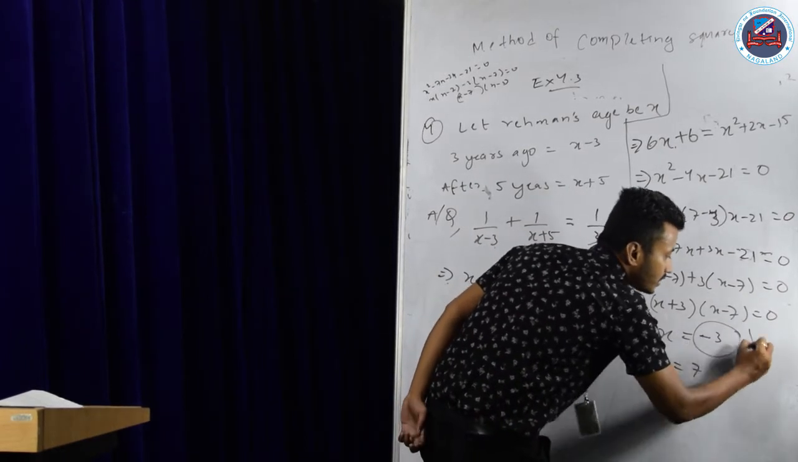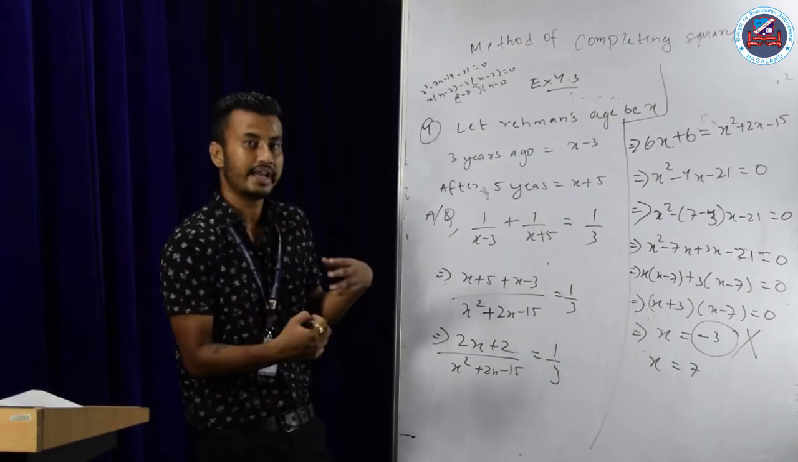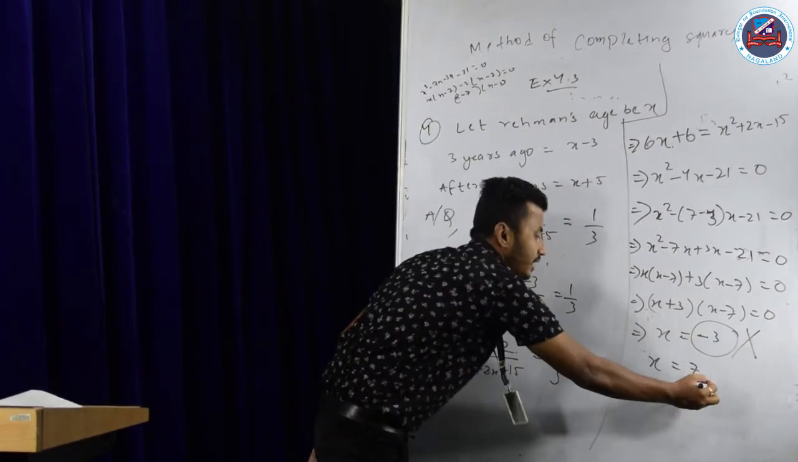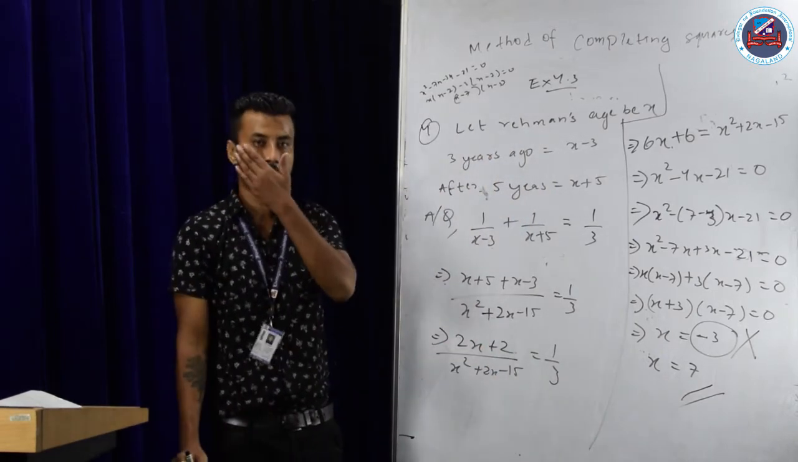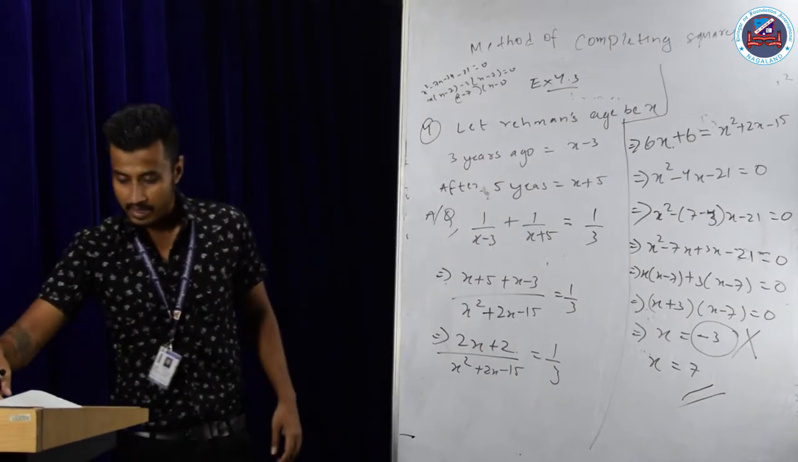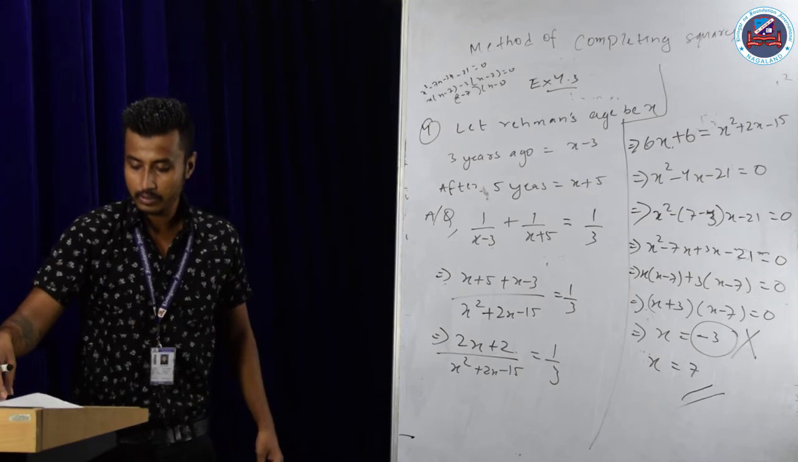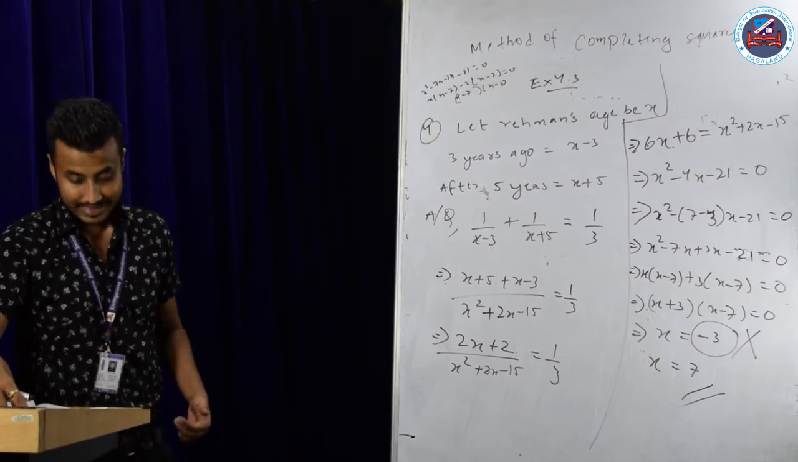You will not take this value because the age cannot be negative. It always has to be positive. So the answer is plus 7, guys. Okay? Let's go to the next question. Let's go to question number 7.